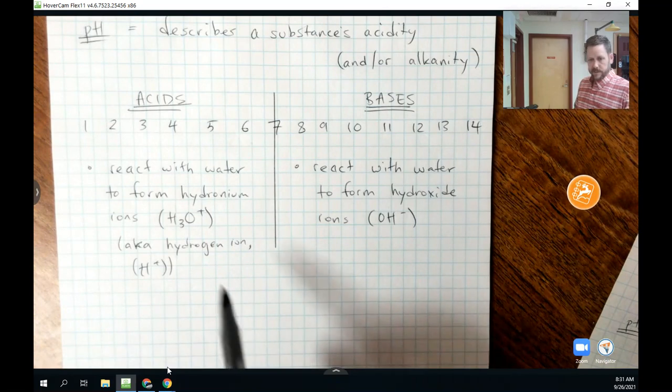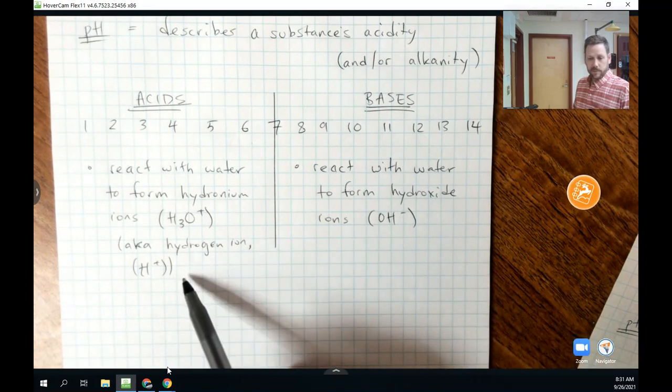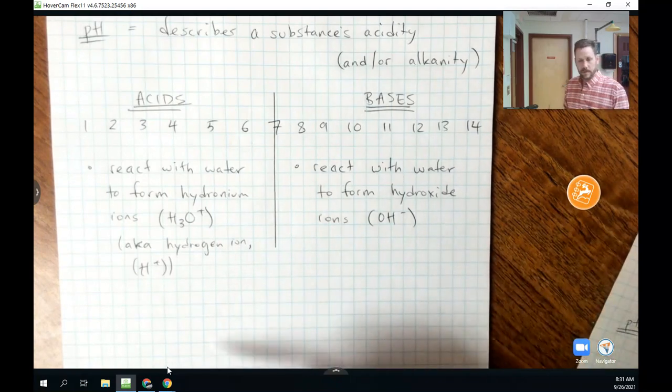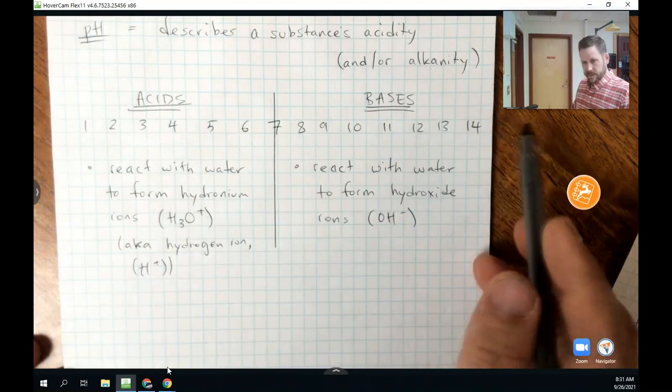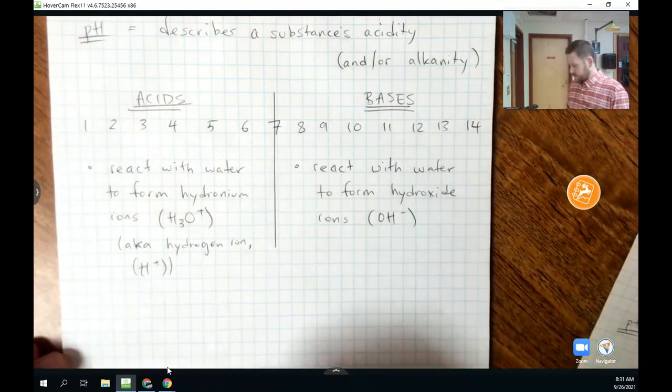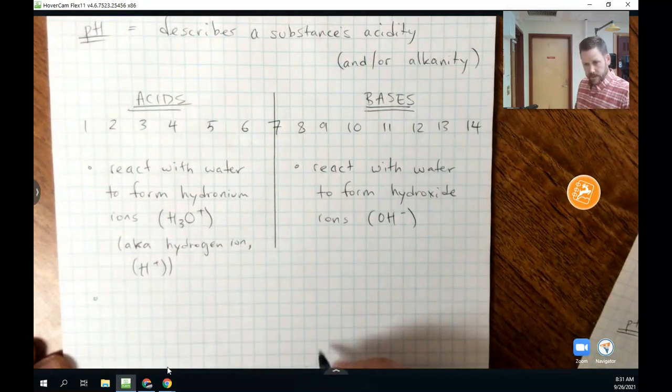And it might make sense that if we take hydronium and hydroxide, we get water. H+ and OH- makes water. So this is why we think of acids and bases reacting together to neutralize each other, but some of that chemistry can wait until later in the year.